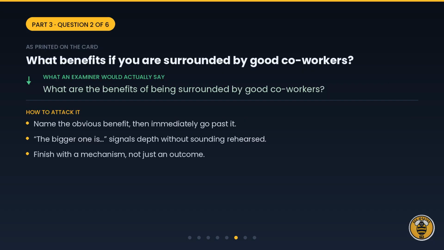Question second. As printed on the card, what benefits if you are surrounded by good co-workers? What that is asking is, what are the benefits of being surrounded by good co-workers? Here is how to approach it. Name the obvious benefit, then immediately go past it. The bigger one is signals depth without sounding rehearsed. Finish with a mechanism, not just an outcome.